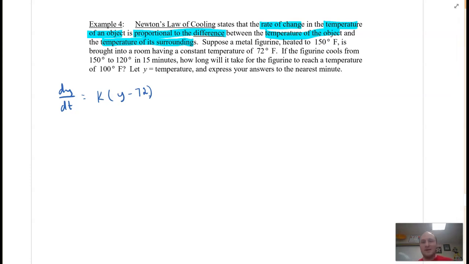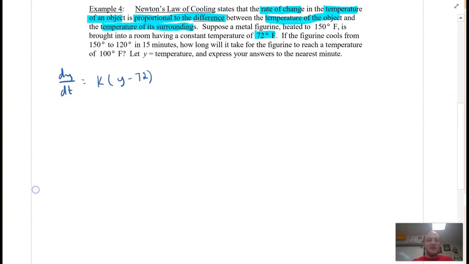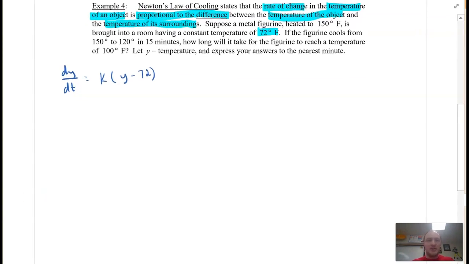Okay, so let's look at a specific case. Suppose a metal figurine is heated to 150 degrees and is brought into a room having a constant temperature of 72 degrees. That's why I put in 72 there. So we bring this figurine in and this model represents this situation. I want to write an equation that represents this situation, but getting rid of the rate of change. Okay, so I'm going to use our knowledge of differential equations to solve this.